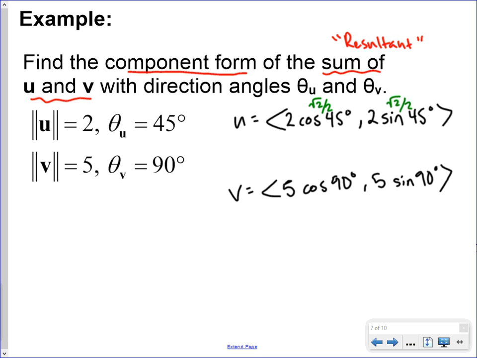We will get 2 times square root 2 over 2, which would be square root 2, and then square root 2 for both the vertical and the horizontal component. And then we can do cosine of 90 is really 0, and sine of 90 is really 1. So then multiply those, and v is 0, 5.